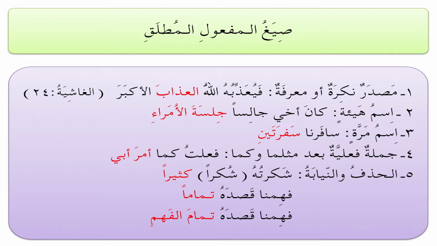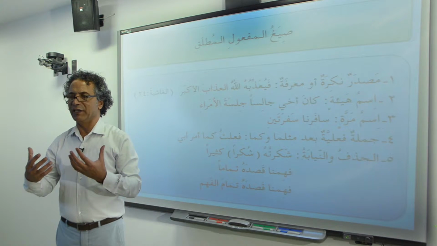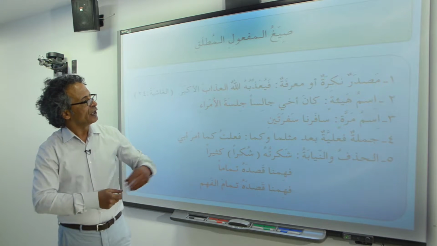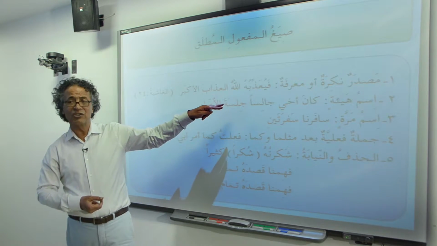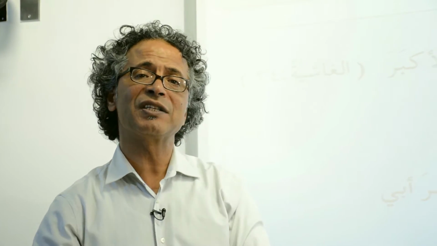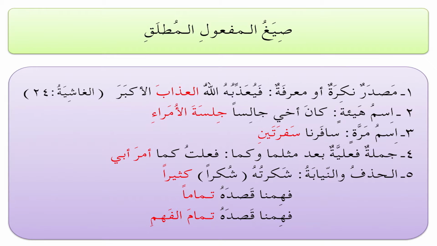ثانيا يمكن أن يكون اسم هيئة. We will study اسم الهيئة when the time comes, but اسم الهيئة is a noun of stance. It shows how the person is holding, standing, or sitting, etc. كان أخي جالسا جلسة الأمراء. So actually it's not جَلسة, it's جِلسة. When you say جِلسة, he's sitting in a certain manner, right? My brother was sitting the sitting of princes. He was sitting like a prince.